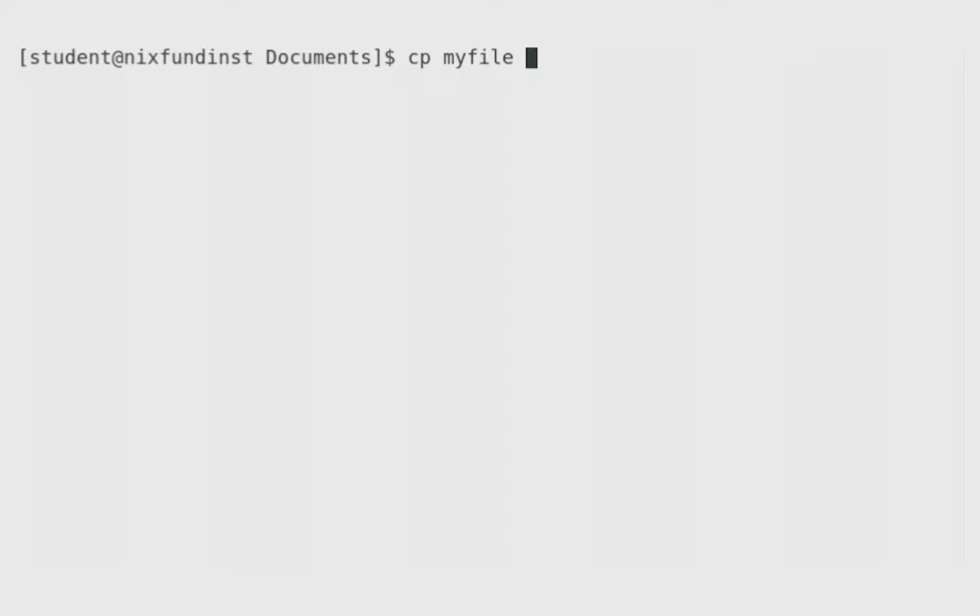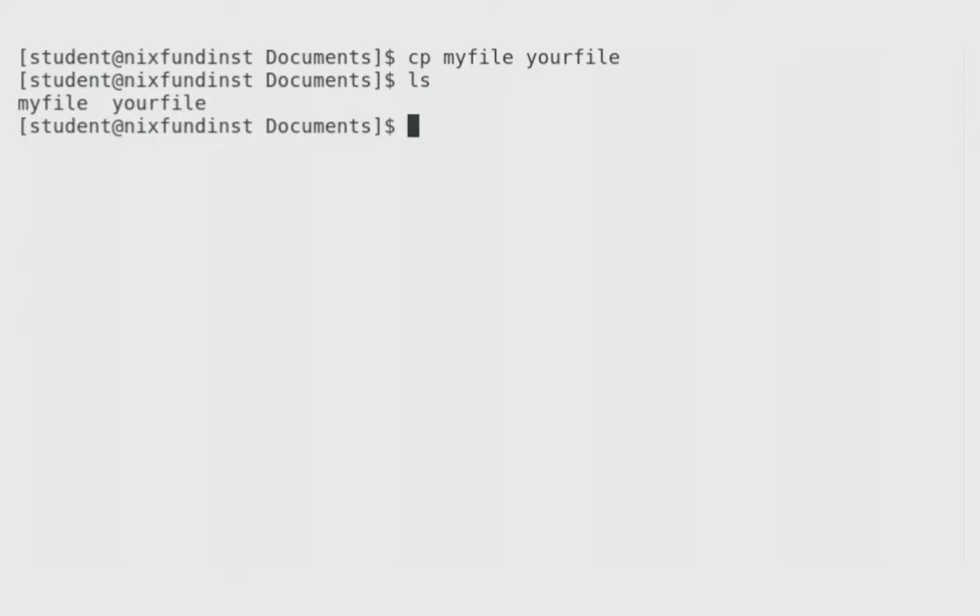In this case, I'm going to keep it in the same directory. I'm just going to call the file yourfile. So I'm copying the file myfile into another file called yourfile. When I press enter, it'll execute the command, and we can see that I now have 2 files. Pretty simple.